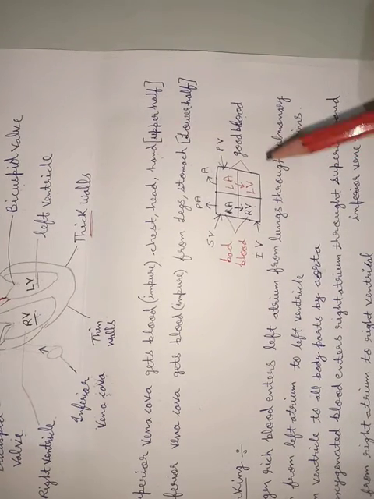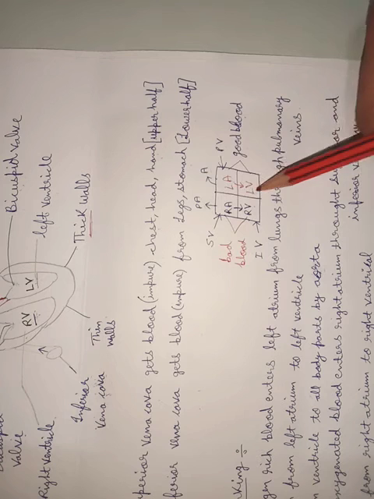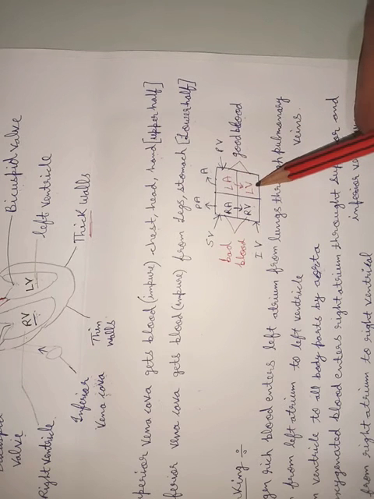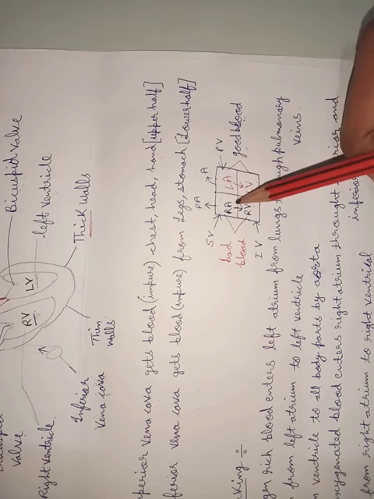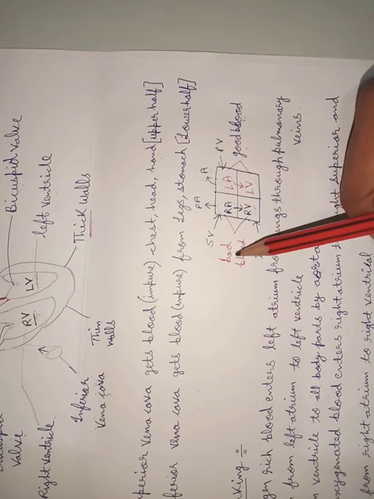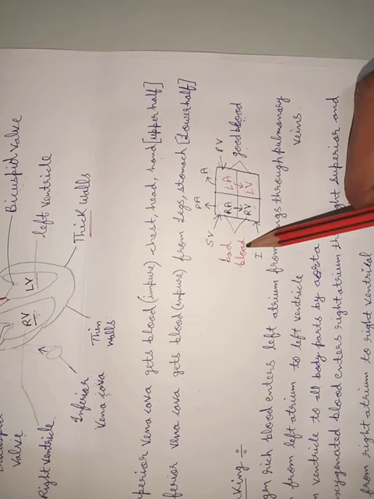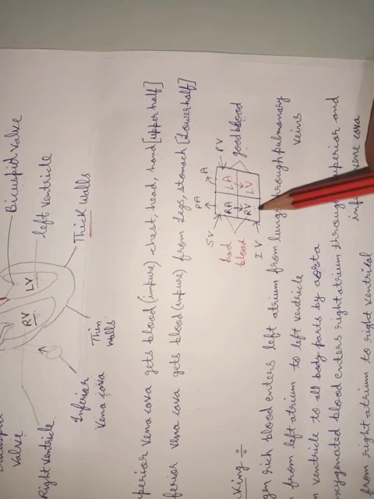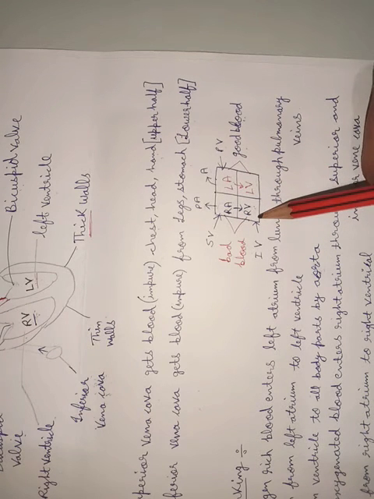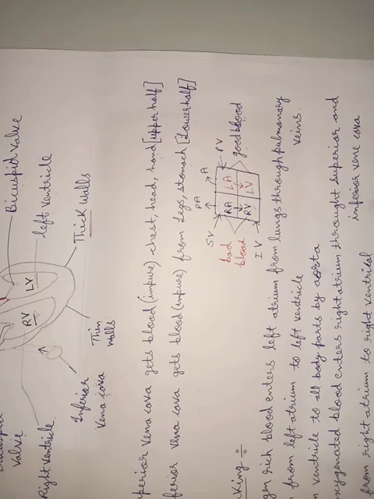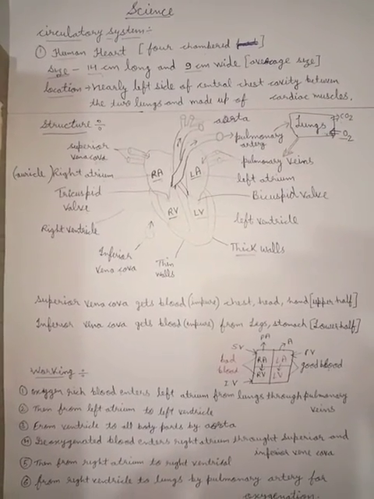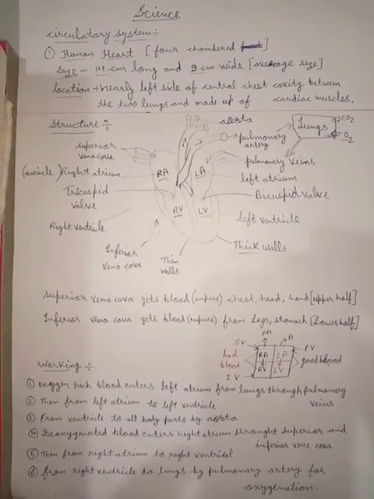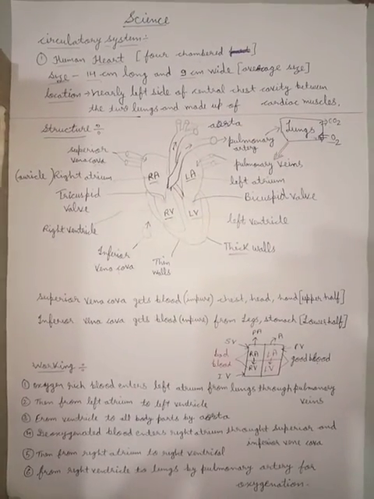Now I want to describe that the left part of the human heart carries the pure blood, we can say the good blood, and the right part carries the impure blood, we can say bad blood. It's the simple structure of the human heart which I made for your better understanding. Now I want to give you an overview of today's class.